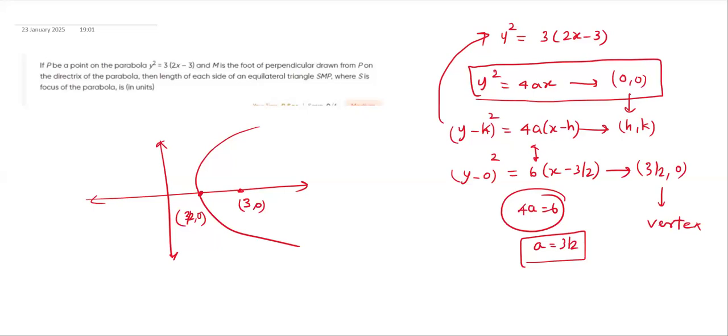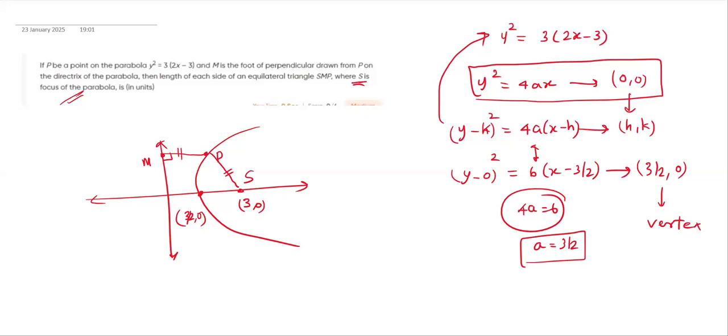Now, can you read the question? M is the foot of the perpendicular drawn from a point P to the directrix. So I have some point P and I have the directrix, the line, and the foot of the perpendicular is drawn. By the definition of parabola, and it is given that the focus of the parabola is S, so I'm going to use S here, MP and MS are equal ideally, right? Now, we don't know what M is.